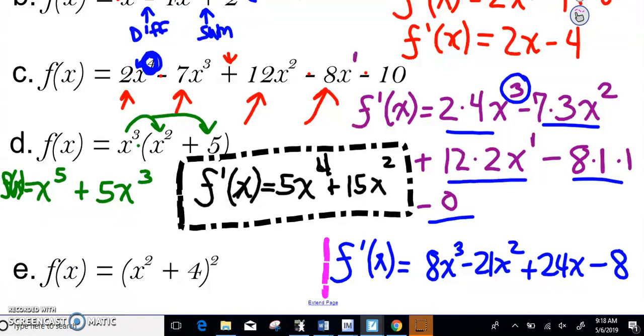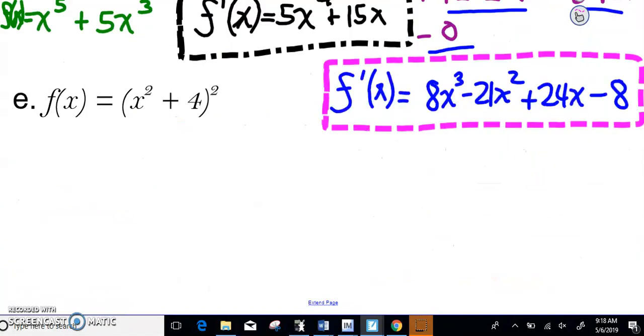This was the answer for C. Everything's all jumbled up. I'm sorry, guys. It's not supposed to be this jumbled up. I had enough space. All right, and then the last one here.